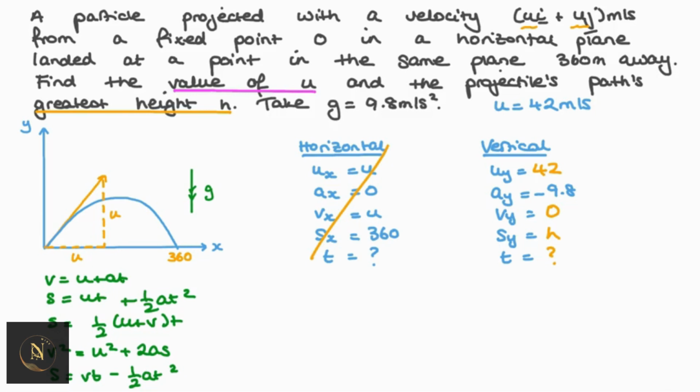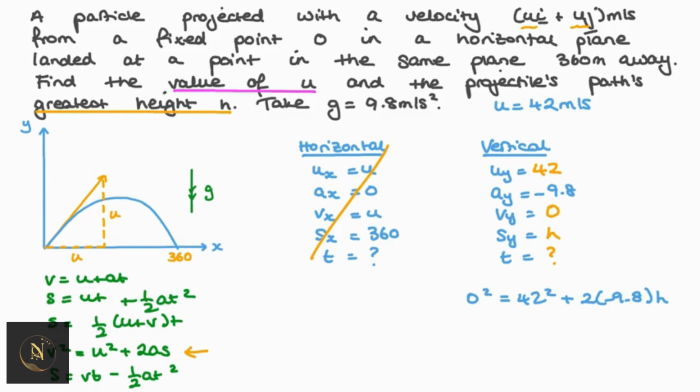We know that u is equal to 42. The height we're interested in is h. We don't know the time at which this occurs, although we could work it out by finding the total time taken and then halving it. Alternatively, we recognise that at the moment that the particle reaches its highest height, its velocity in the vertical direction is 0. And so we find the equation which does not include t. It's v squared equals u squared plus 2as.